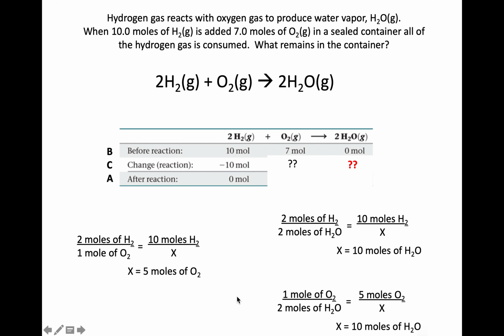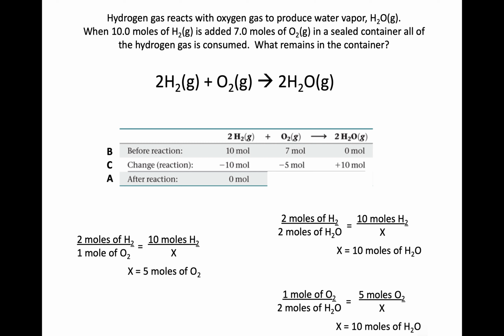How about this other proportion? Let's say you did the coefficient of 1 and 2. 1 mole of O2 produces 2 moles of H2O. So if you had 5 moles of O2, it would give you 10. Either way would work. In fact, all of the relationships have to work. Okay? All of the relationships within the change line, once you get one value, you can get all the other ones because the coefficients are your guide.